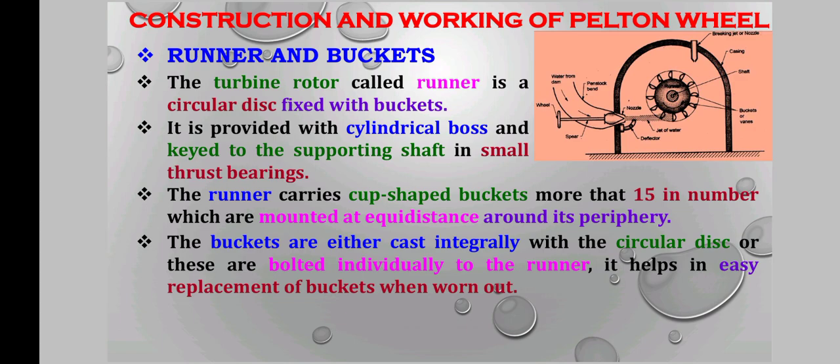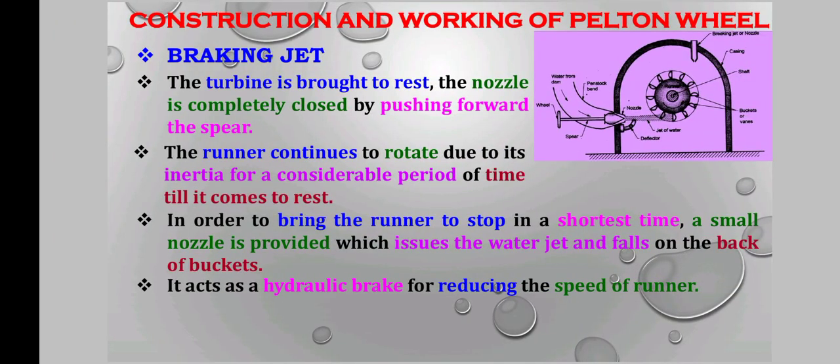Runner and buckets. The turbine rotor, called the runner, is a circular disc fixed with buckets. It is provided with cylindrical bars and a key to the supporting shaft and small thrust bearings. The runner carries cup-shaped buckets, more than 15 in number, mounted at equal distances around its periphery. The buckets are either cast integrally with the circular disc or bolted individually to the runner. It helps in easy replacement of buckets when worn out.